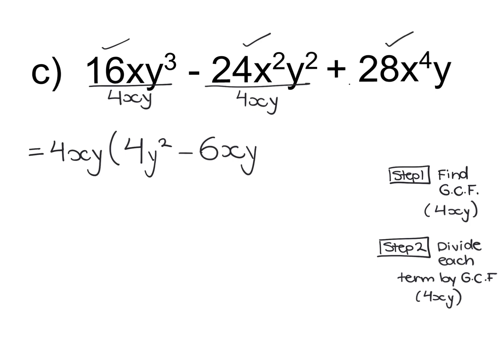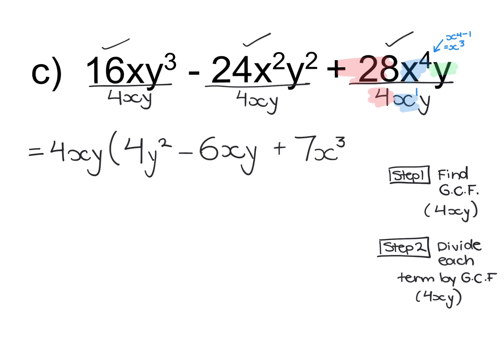Now let's move on to the third one. So now let's divide this by 4xy. Now the coefficient, 28 divided by 4. So they're both positive, so your answer will be positive 7. Now the x to the fourth divided by x. Again, when you're dividing, you're actually subtracting the exponents. So 4 minus 1 is x to the power of 3. So let's put that there.